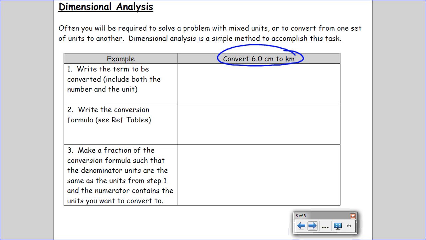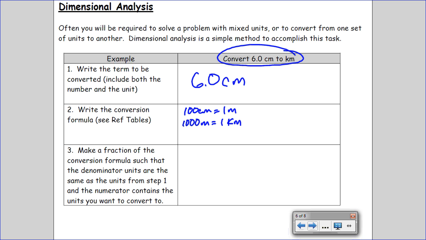So starting here, we're going to write the term to be converted, a number and a unit. So we're going to write 6.0 cm. The next step, we're going to write the conversion formulas, see the reference tables. We have to go from centimeters to kilometers. Everybody knows 100 centimeters equals 1 meter, and 1,000 meters equals 1 kilometer. Okay, so we're going to use both of those conversion factors. And we have to make a setup with the fractions so that we are going to cancel our units.